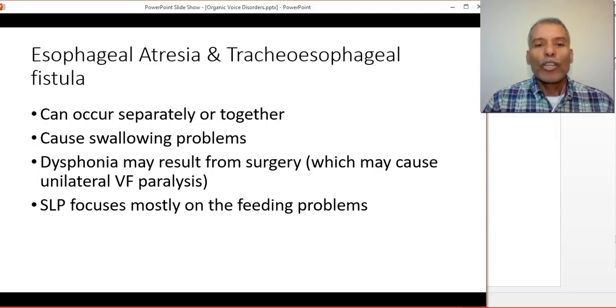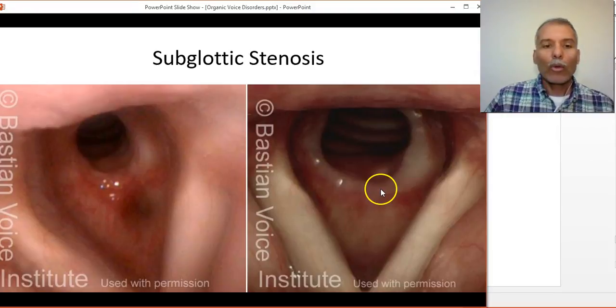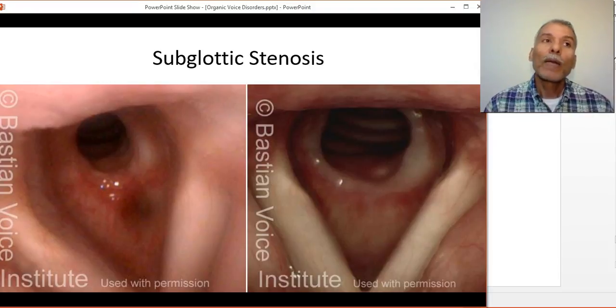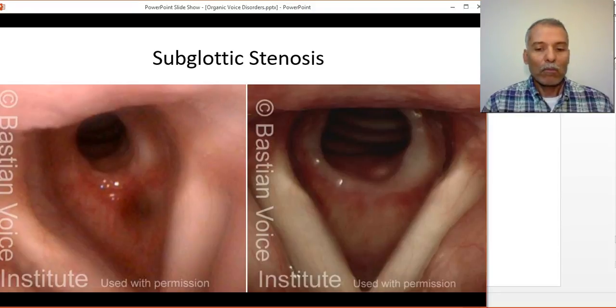Then esophageal atresia. Before I move on from subglottic stenosis, you wonder, why do we need to know about it? The fact is, you are in a position where you might be the first one to observe some things that might not be observed closely by another professional. So you might be the first one to identify a case, and then you make the appropriate referral.